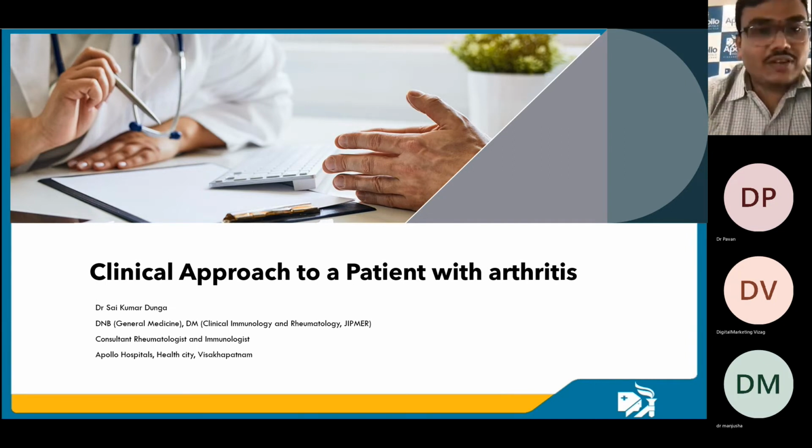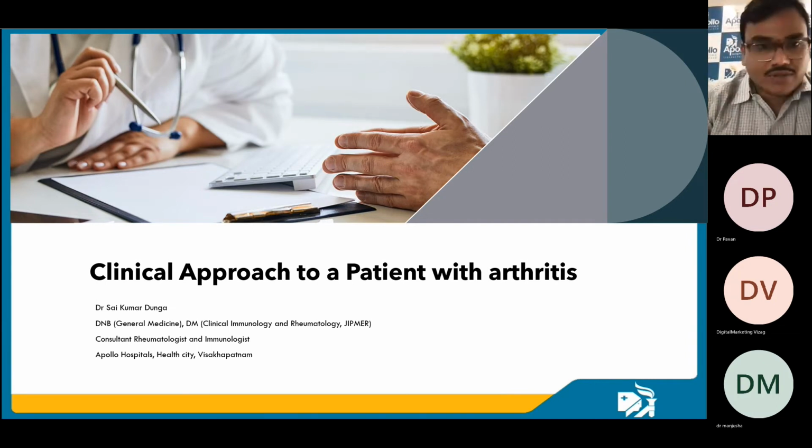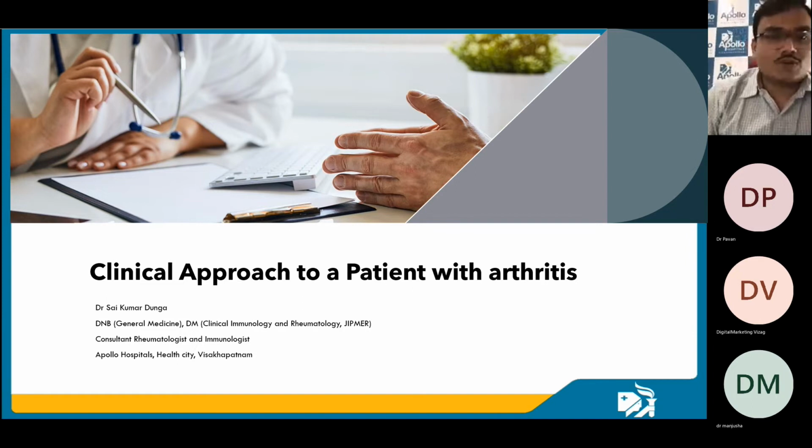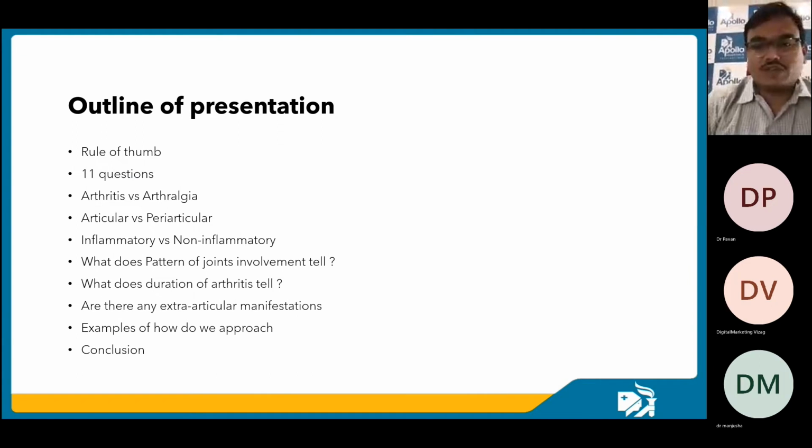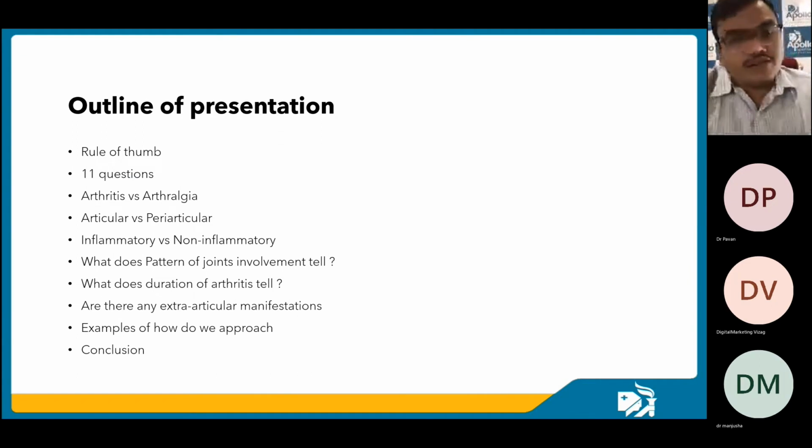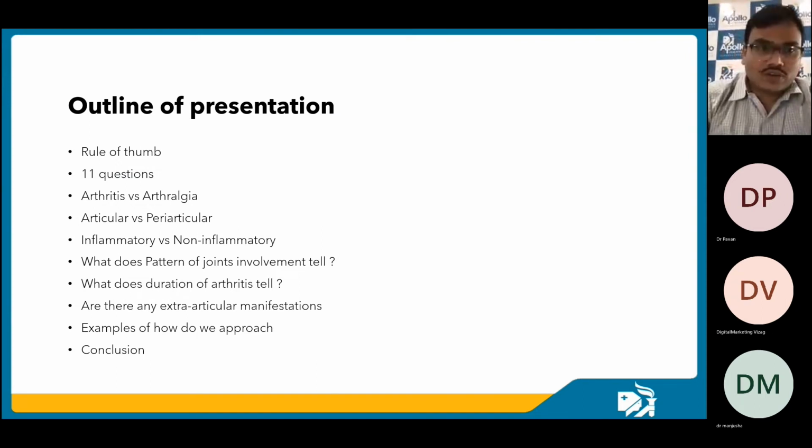Good afternoon, everyone. Today I will be discussing how to approach clinically a patient with arthritis. I'm Dr. Sai Kumar, consultant rheumatologist and immunologist in Apollo Hospitals, Health City, Visakhapatnam. The outline of my presentation: we'll discuss a rule of thumb in any clinical case scenario when a patient sits in front of us, what we usually do, and we'll try to solve 11 questions of arthritis.